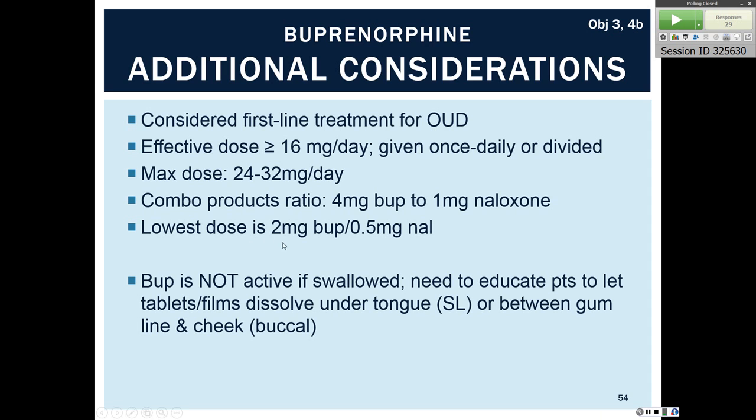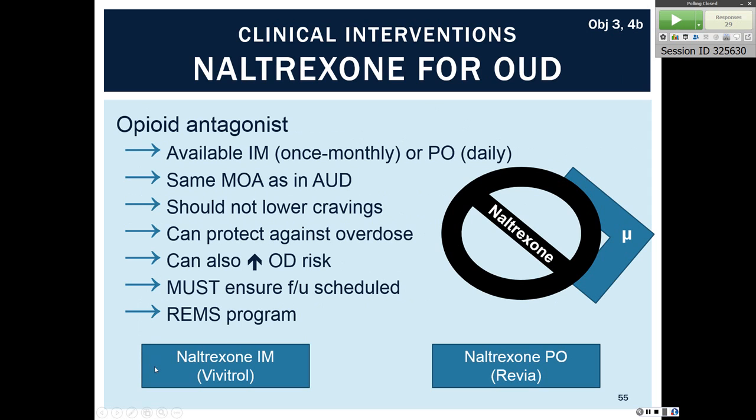The lowest dose available of that combo product is 2 milligrams of buprenorphine to a half a milligram of naloxone. And then we talked all about this, it not being active if taken orally. So the next one is naltrexone, which we just talked about, right? It's this opioid antagonist. It blocks the ability of any opioids to bind to opioid receptors.